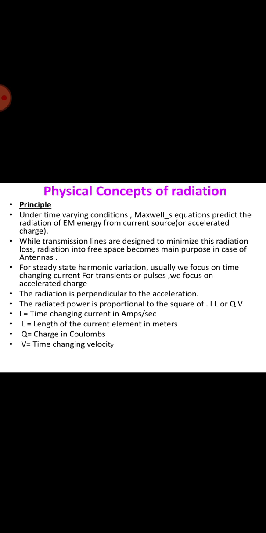Now for transmission, let us see the principle. Under time-varying conditions, Maxwell's equations predict the radiation of EM energy from the current source. While transmission lines are designed to minimize this radiation loss, radiation into free space becomes the main purpose in the case of antennas. For steady-state harmonic variations, usually we focus on time-changing current. For transients or pulses, we focus on accelerated charge, and the radiation is perpendicular to the acceleration. The radiated power is proportional to the square of IL or QV, as I said earlier.